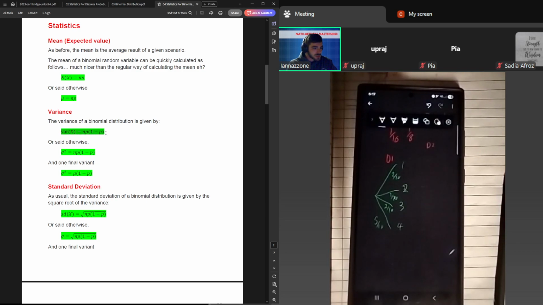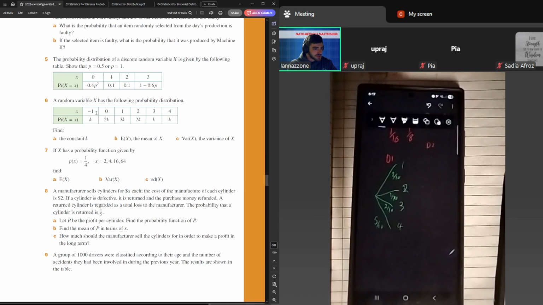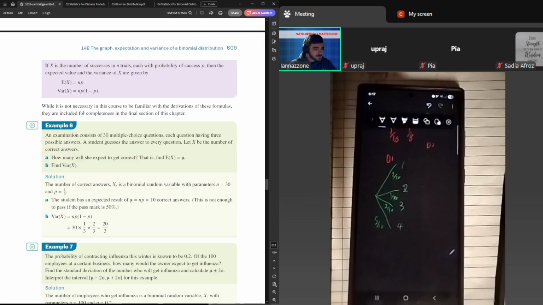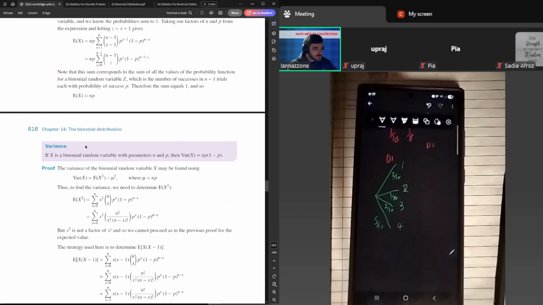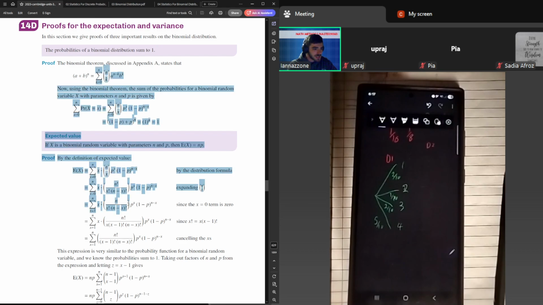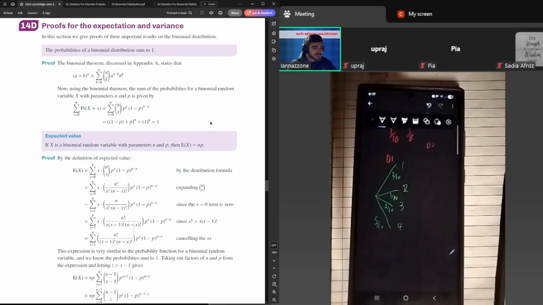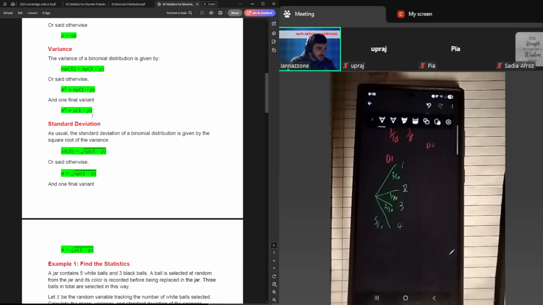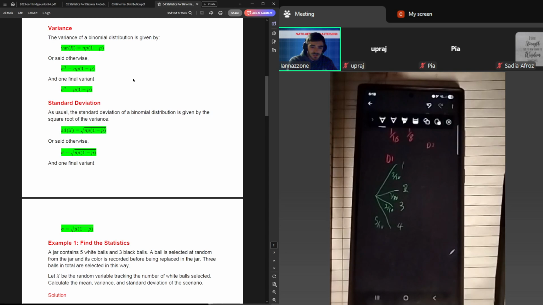Variance, these do have very specific definitions of how they came about. You don't need to know them. But if you like torturing yourself over that, then it's somewhere in here. Have a read of that if you like math. Otherwise, just take these for granted. Variance is just np times 1 minus p. And standard deviation is always the square root of variance. So nothing too crazy there.